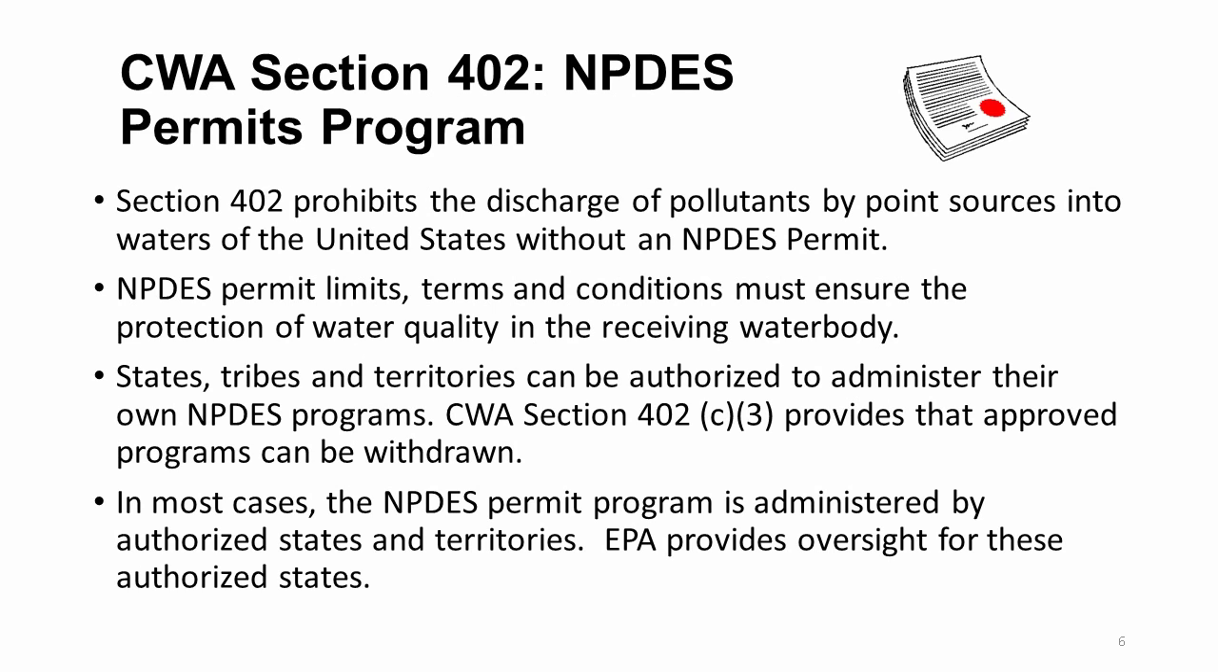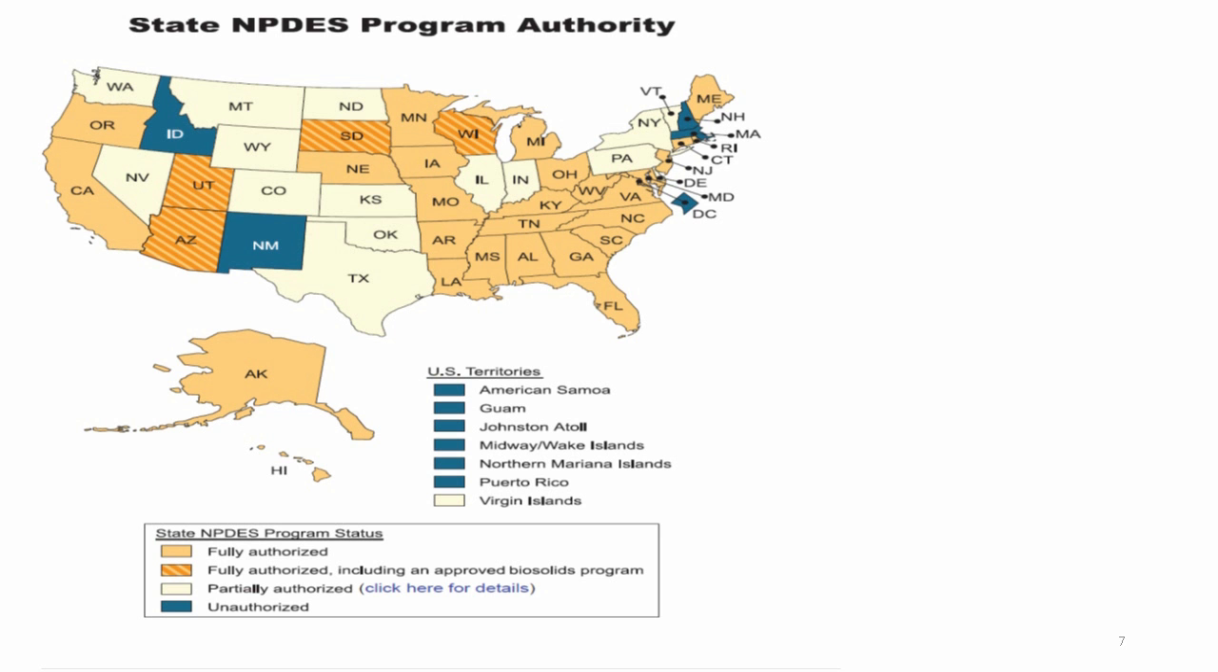The last thing I wanted to note here is that states and tribes, as I mentioned before, can be approved to run their own NPDES programs, and most states do in fact have those programs. No tribes have come in for approval to run their own programs, but they do have the ability to do so if they are interested. And in those approved states, EPA plays an oversight role, just to ensure that the states are implementing their programs consistent with the Clean Water Act.